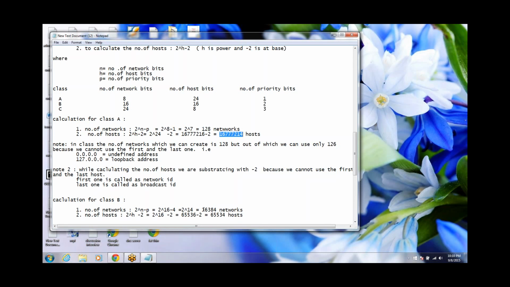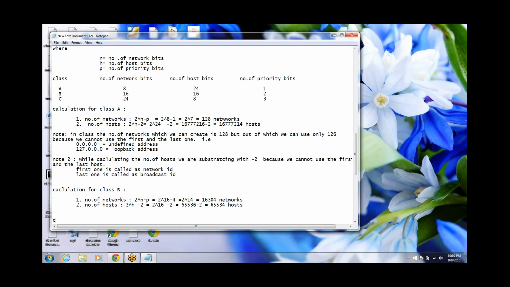But when you come to class B, the network has increased. As the networks increase here, the number of hosts per network decreases here. You can see in class B how many hosts you are able to connect here, only 65,534 hosts. Right? Now, let us do the calculation for class B here.